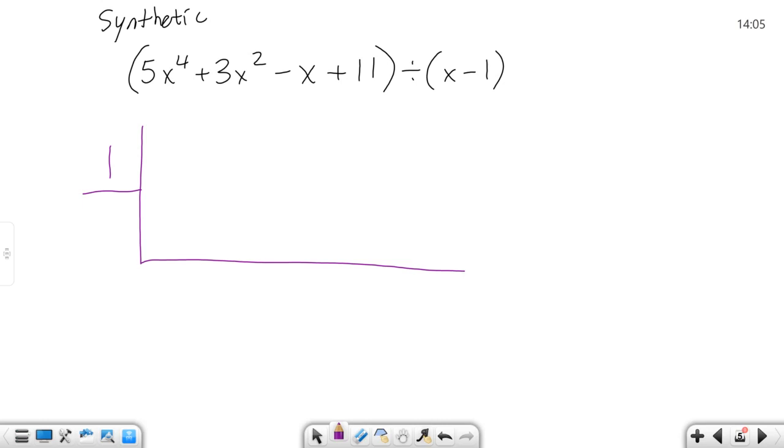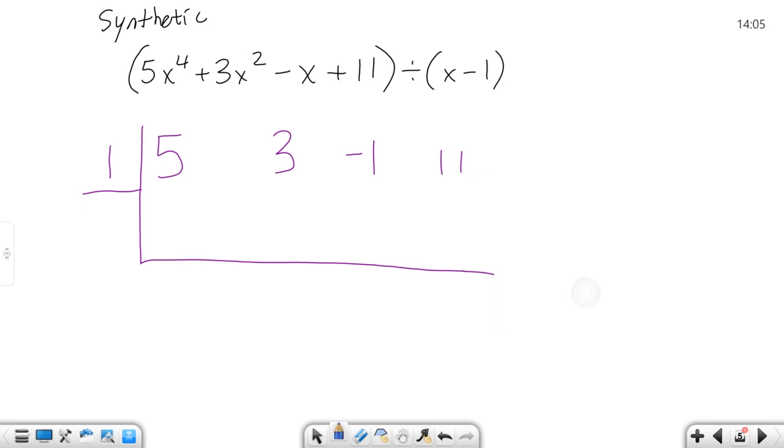Then we take our coefficients. Now this x to the fourth is my biggest power. Then I don't have an x to the third, do I? I go from 4 to 2, which means I skip x to the third if it's in descending order, which this one is. So I've got to skip some space right here for x to the third. And I'm going to come over here and put a 3 for x squared, and then a negative 1 for x, and then my 11 for my constant.